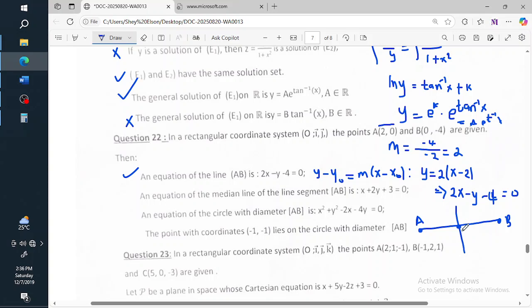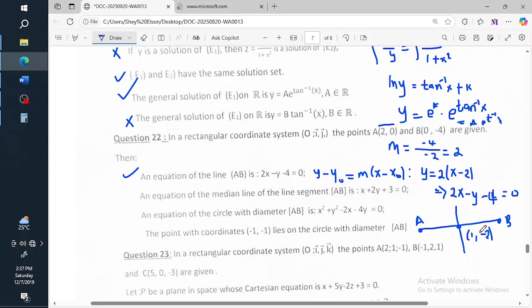So let us find the midpoint of the 2 points. To find the midpoint of 2 points, just add the x and y coordinates and divide by 2 respectively. So 2 plus 0 is 2, divided by 2 is 1, comma, 0 plus negative 4 is negative 4, divided by 2 is negative 2.